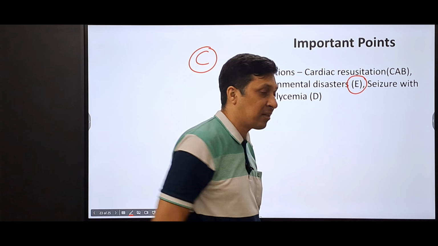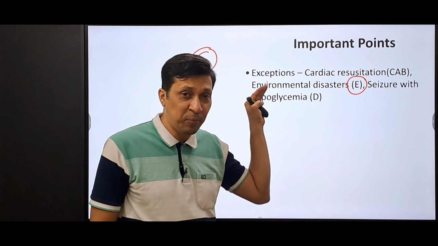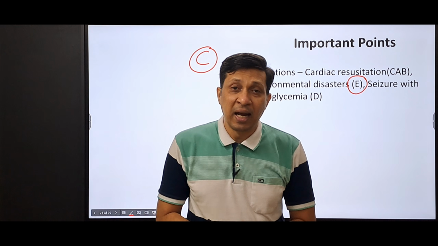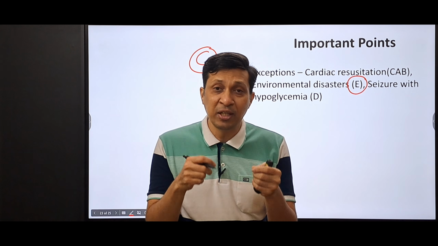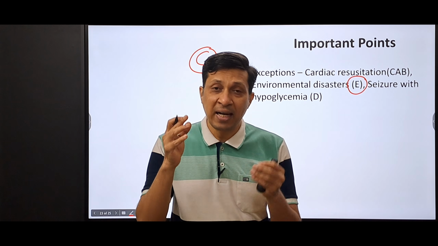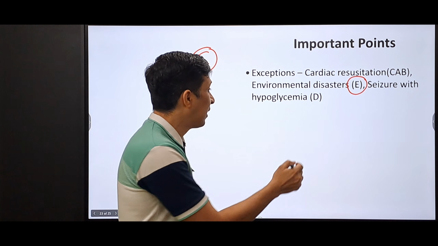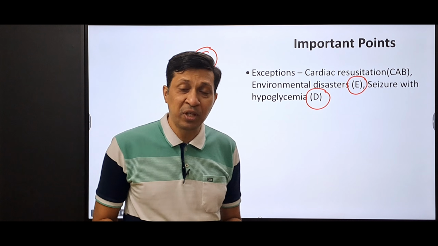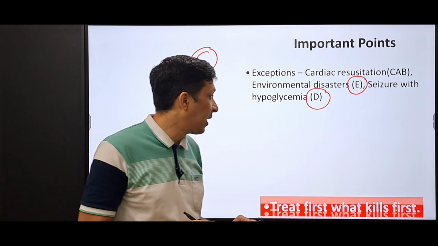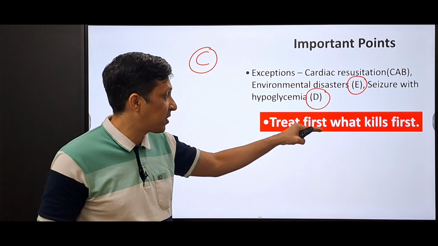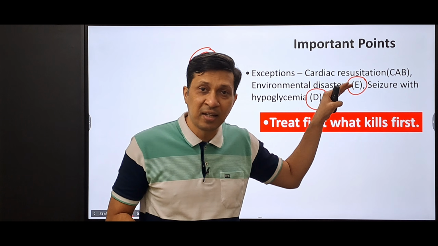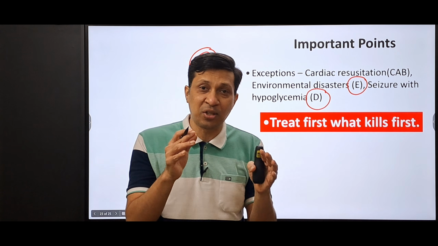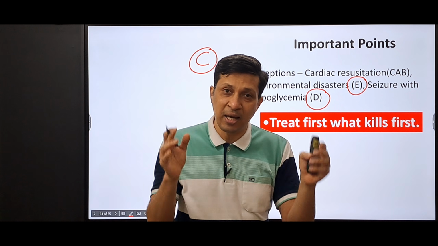And then if there is a seizure due to hypoglycemia, you know that. So here you have to immediately give glucose to the patient and save the patient's life. So here D takes the priority. So in this way, you have to be a little smart and treat first what kills first. This is the main gist of this ABCDE approach.